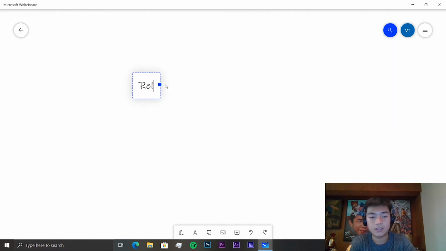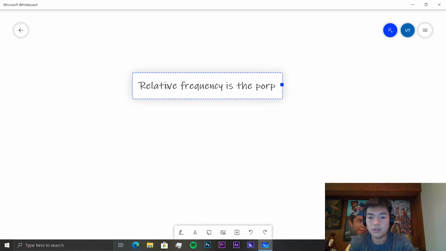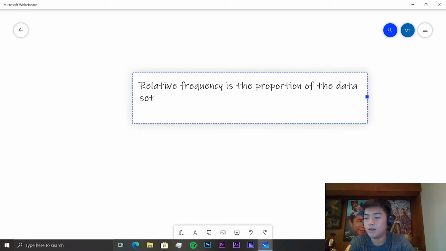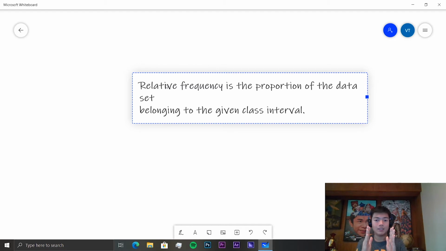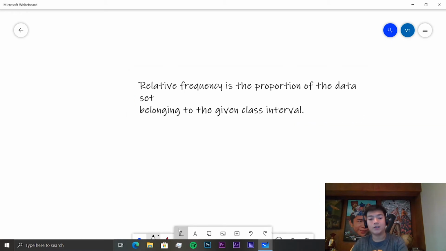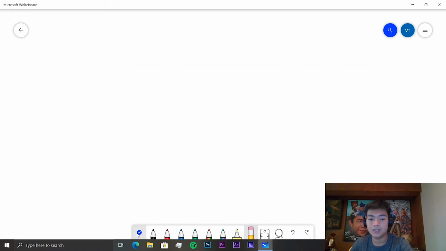Finally, we want to look at something called relative frequency. Relative frequency is the proportion of the data set belonging to the given class interval. So it's like, how much does this class interval take up of the entire data set? It can be calculated by getting the frequency at the interval and dividing it by the total number of items. So that's all for the knowledge, and let's move on to some questions.